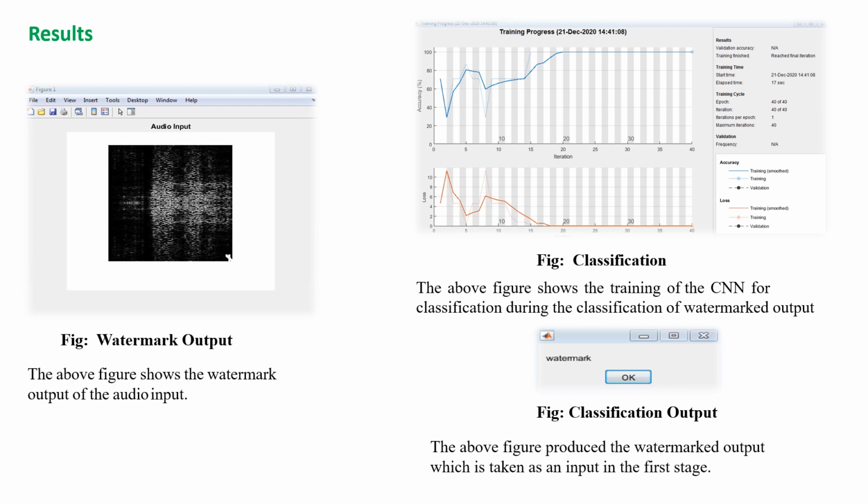After selecting the audio signal, it is converted into a spectrogram signal. In the next condition, we have to select the watermark, that is, a spectrogram signal which is saved in our PC. That spectrogram signal is applied to the audio signal. Then by multiplying both, we get a watermarked output. The figure shows the training of the CNN for classification during the classification of the watermarked output. It is classified as watermark. Previously we got non-watermark, and now we are getting watermark, because we watermarked the signal.